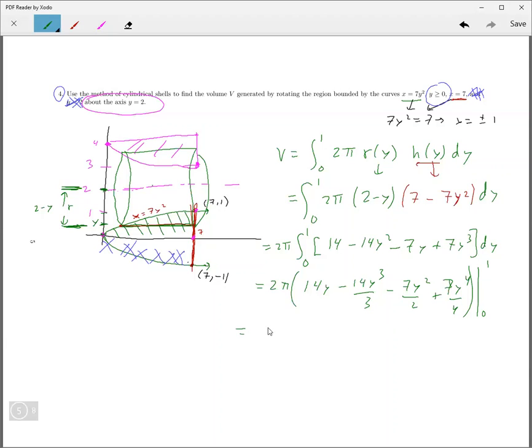Okay, so we put in the upper limit, we put a 1 in, so it's going to be 14 minus 14 thirds minus 7 halves plus 7 fourths. And then we subtract and put the lower limit, and everything zeroes out with the lower limit, so that's good. So it's just going to be all of this right here. And I did run it on a calculator, and I got 91.6 pi.